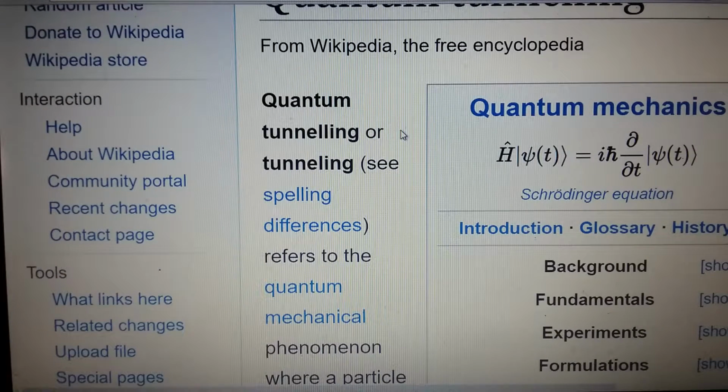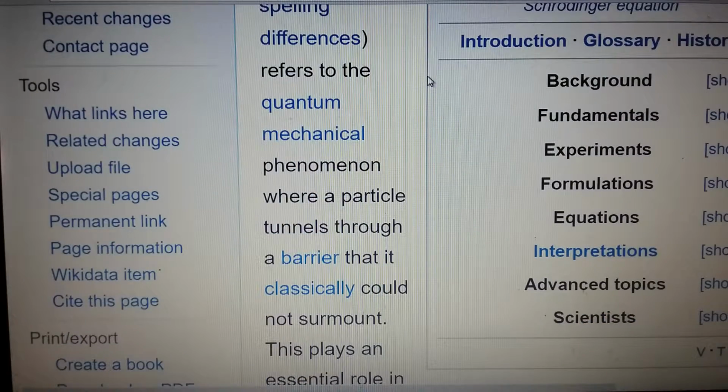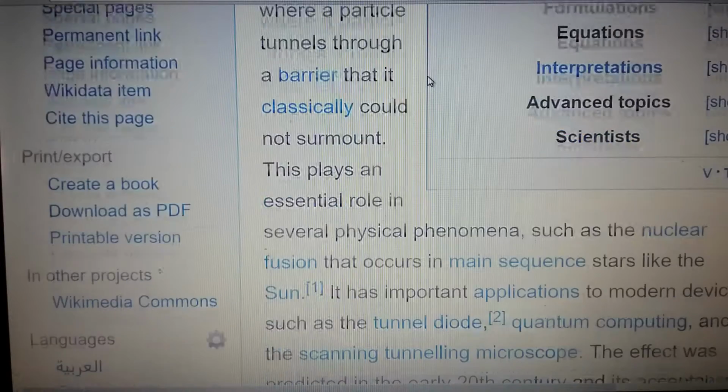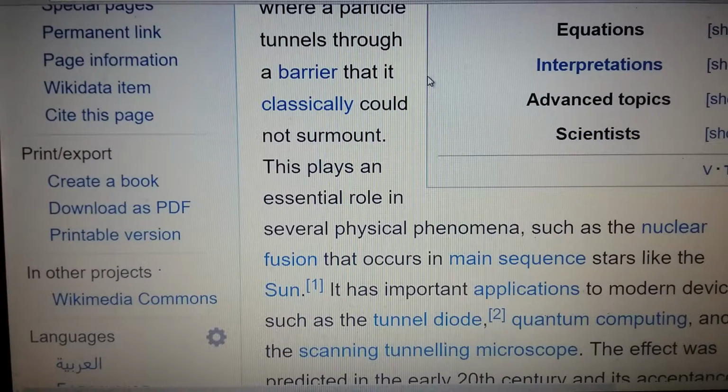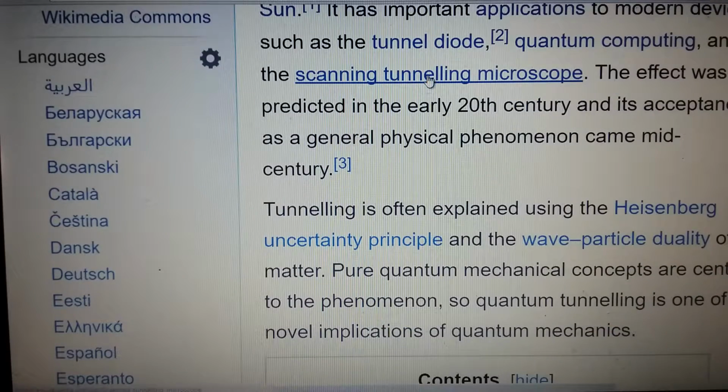Quantum tunneling, or tunneling, refers to the quantum mechanical phenomenon where a particle tunnels through a barrier that it classically cannot surmount. This plays an essential role in several physical phenomena such as the nuclear fusion that occurs in main sequence stars like the Sun. It has important applications to modern devices such as the tunnel diode, quantum computing, and the scanning tunneling microscope. The effect was predicted in the early 20th century, and its acceptance as a general physical phenomenon came mid-century.